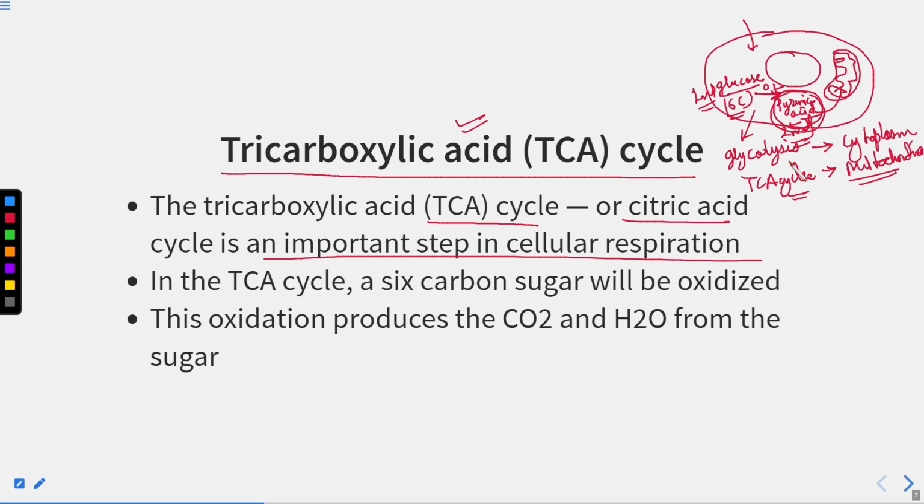So these things you should remember. Now the tricarboxylic acid cycle, or the citric acid cycle, is an important step in cellular respiration. In the TCA cycle, a 6 carbon sugar will be oxidized. So here we have studied that a 6 carbon sugar will be oxidized, and this oxidation produces carbon dioxide and water from the sugar.